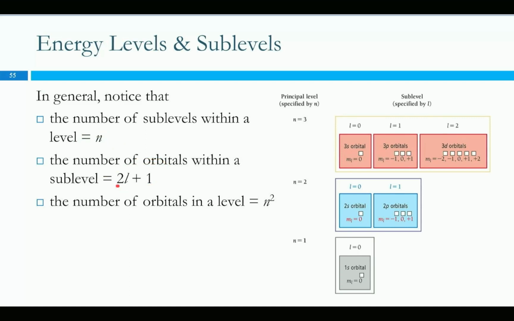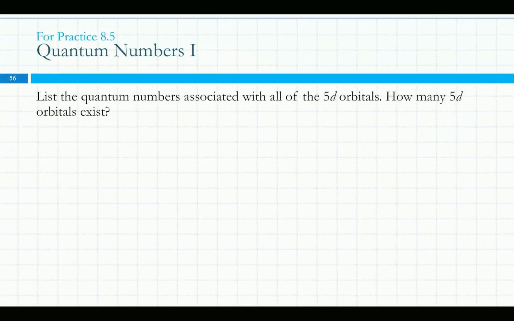So if I put in L equals 0, then I've only got 1, because 2 times 0 would be 0, plus 1 is just 1. For p orbitals, you've got 3. D orbitals, there's 5. Okay, so list the quantum numbers associated with all of the 5D orbitals. Take a minute. Try and write those out.